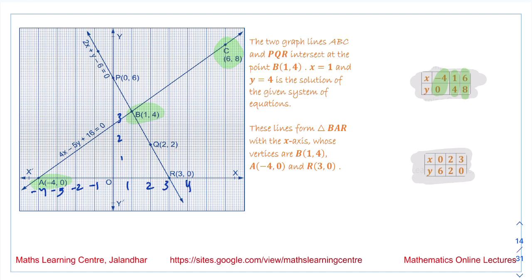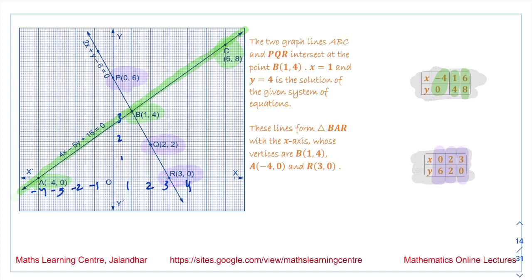This is the point C we are talking about. Similarly, the next point is 0, 6. This is the point 0, 6. Next is 2, 2. This is the point 2, 2. And the next point is 3, 0. This is the point 3, 0. So if we join these points, we get these two lines here.